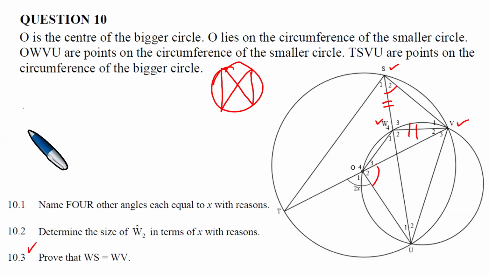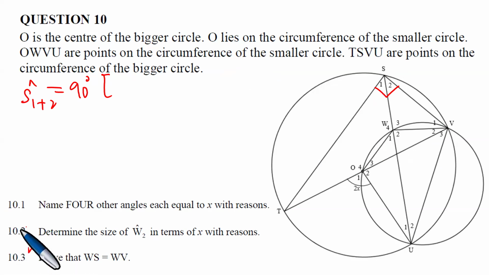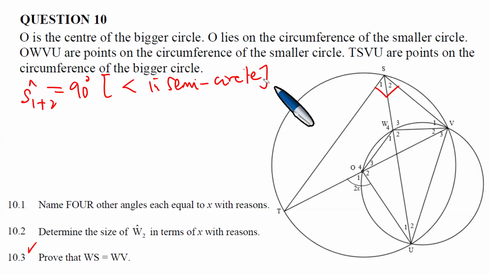There are a couple of things you're able to see, like the angle S1 plus S2 equals 90 degrees. This angle is 90 degrees. Why? Something to do with the semicircle. Yeah, the line here makes it a semicircle. That's an angle in a semicircle. Why? Because the chord TV is 180, and it's two times the angle at the circumference. TV is 180. Okay, I hear you.